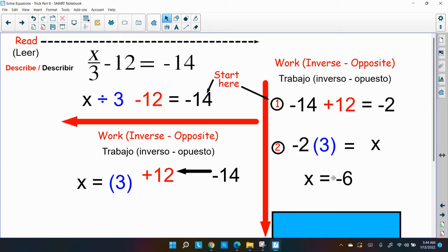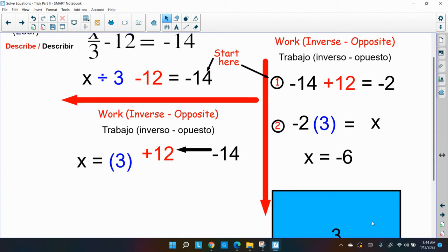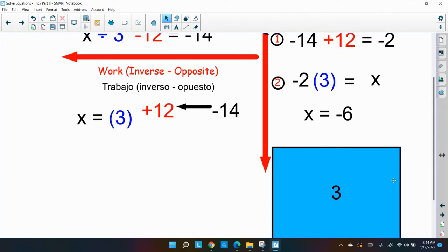So we went backwards. Yes, the first thing you did was the opposite of addition or subtraction. If you remember in our other video, how to solve two-step equations, there's your first step, and then your second step, you would either multiply or divide. In this case, we were dividing, so the opposite of dividing is multiplying. So we're saying the answer is negative 6.